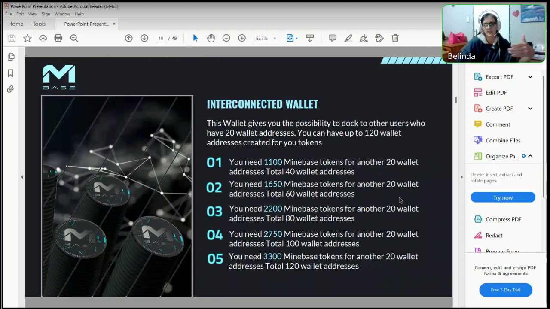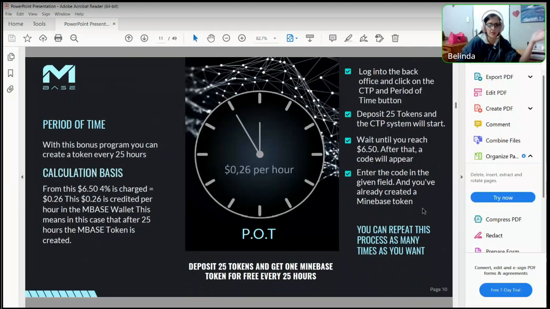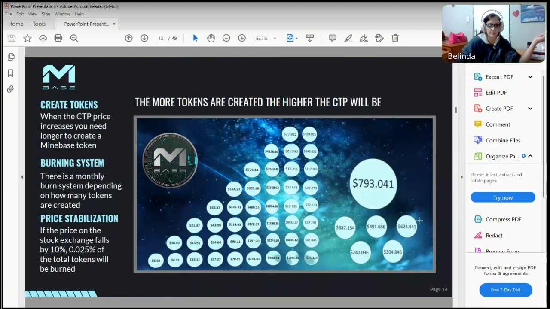And obviously he did confirm that even though it's 6 months, for instance, or 3 months, however long you got the interconnected wallets for, you will continue to have those shares. Those shares are yours forever. Okay. So if you wanted to go interconnected wallets, I'd go interconnected wallets and you get free shares. Okay. Period of time, we've gone over this. Create tokens with burning and obviously stabilizing the price.